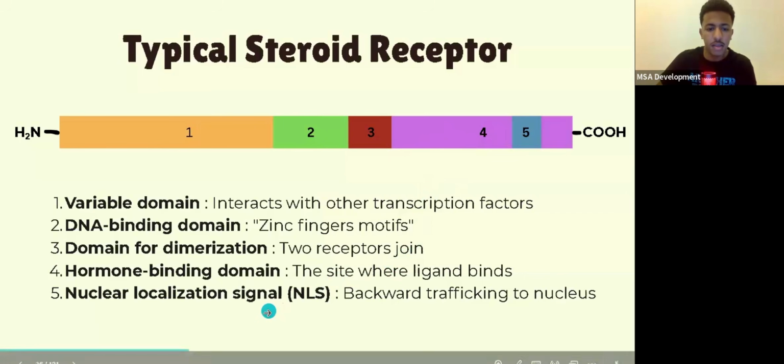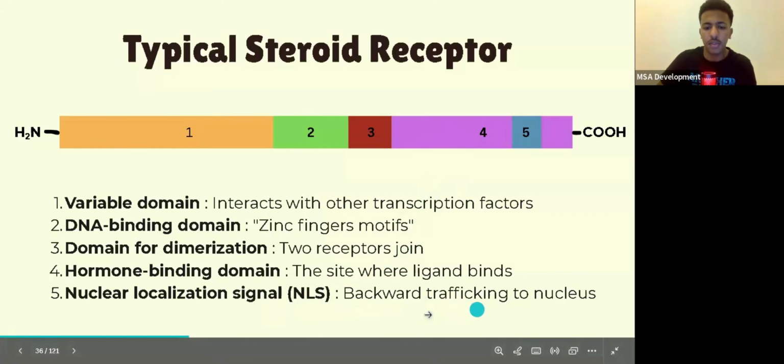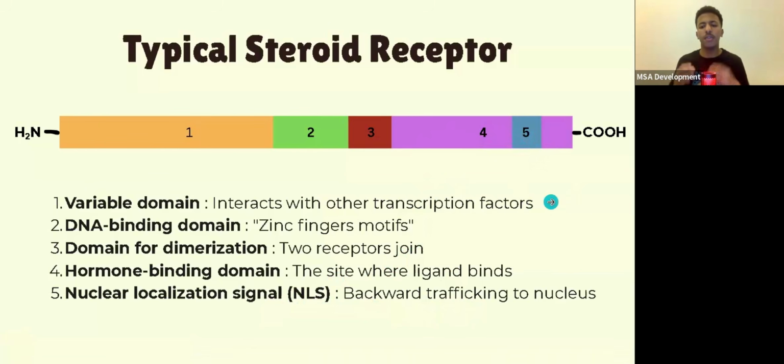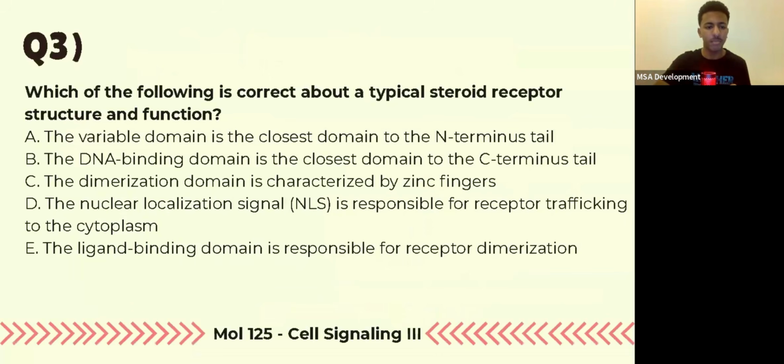And finally, the NLS, and this is the 5th domain. The NLS is simply a signal. I think you might remember this from MOL 1. It's a signal which tells this entire protein to go to the nucleus, okay? With that knowledge, let's solve the question.